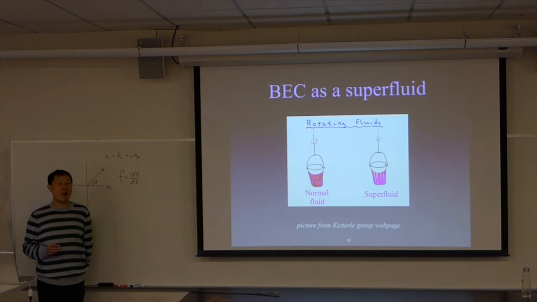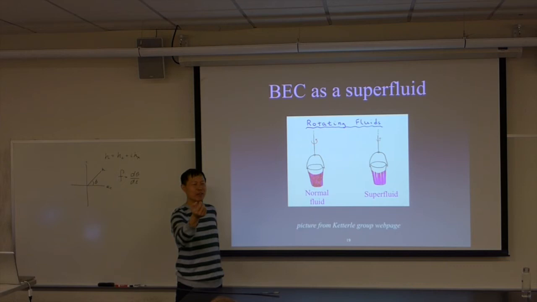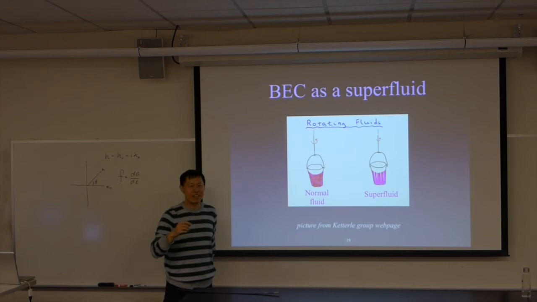For example, it refuses to rotate. You can hold a superfluid in a bucket. As you rotate the bucket, the liquid inside the bucket does not rotate. There's no friction between the liquid and the wall of the container. But if you rotate it too fast, then the liquid will start to rotate, but it rotates in so-called quantized vortices. The vorticity is quantized. It can only be multiples of the Planck constant. It's very different from normal liquid.